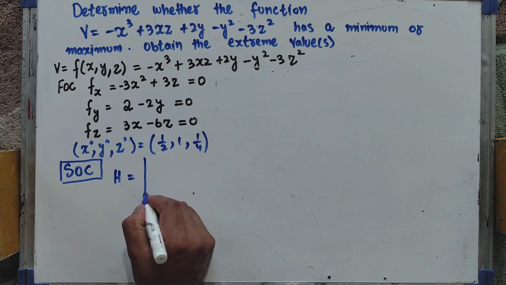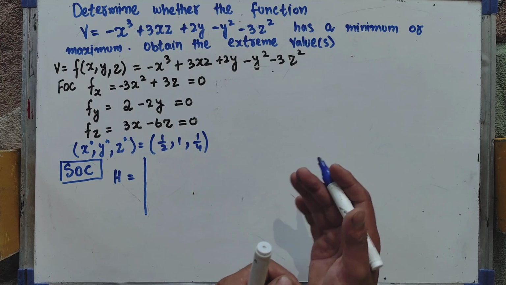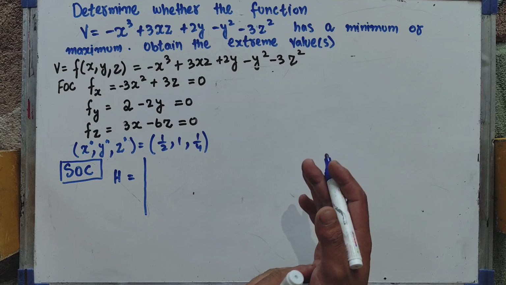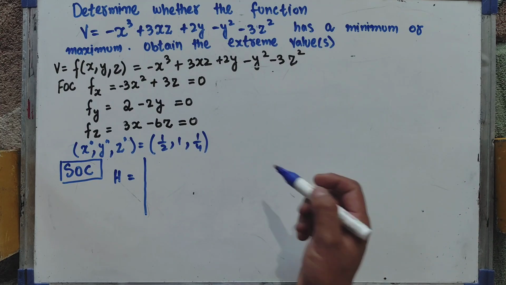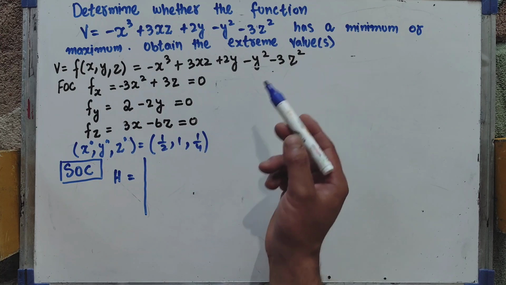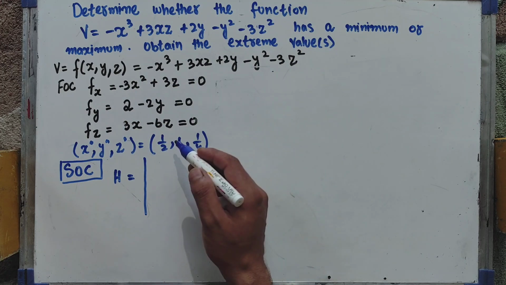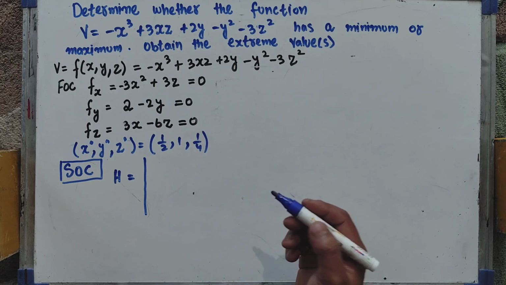So what is the Hessian matrix? The Hessian matrix is a matrix of what we call second order partial derivatives of the given function, with second order direct partials on the principal diagonal element. Let me explain it here.